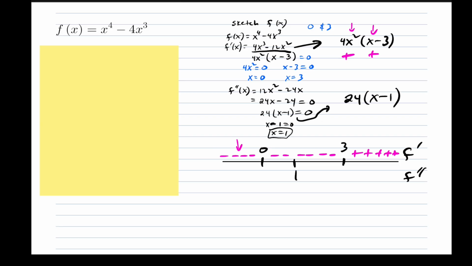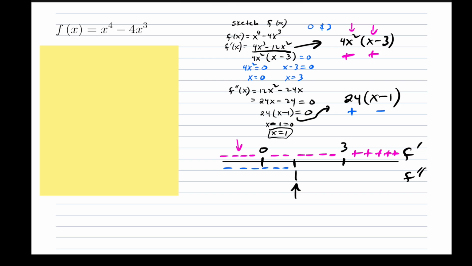Now, as far as f double prime is concerned, we're really only interested in its critical point, probably a bad term to use, but I'm going to use it anyway, of 1. So let's see what happens to the right of 1 and to the left of 1, and let's grid all that in. So for f double prime, if I put in something to the left of 1, like say -5, 24 is always going to be positive. I don't have to worry about that. But -5 minus 1 is negative, so I know everybody to the left of 1 is going to be a negative number for f double prime.